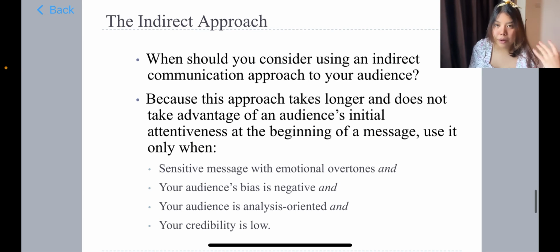So moving on to the indirect approach. When should you consider using an indirect communication approach to your audience? This approach takes longer and does not take advantage of an audience's initial attentiveness at the beginning of the message. We can use it only for sensitive messages with emotional overtones, when your audience bias is negative, your audience is analysis-oriented, and your credibility is low.